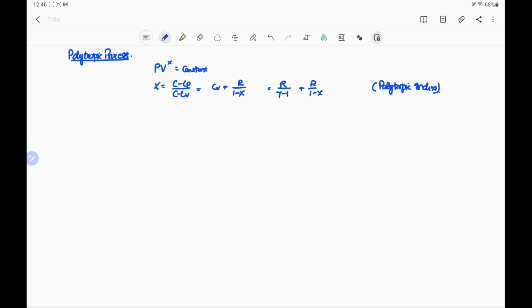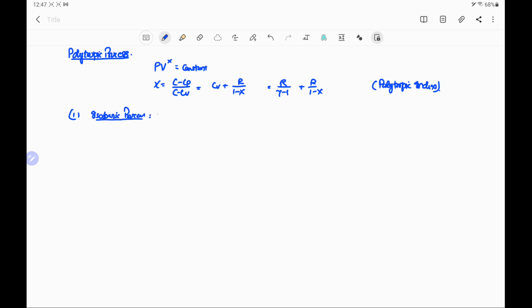Because different processes like isobaric process, isothermal process, adiabatic process, isochoric processes are also the polytropic process. Therefore, we can find the properties of these processes using the equation we derived. First, we take suppose isobaric process.